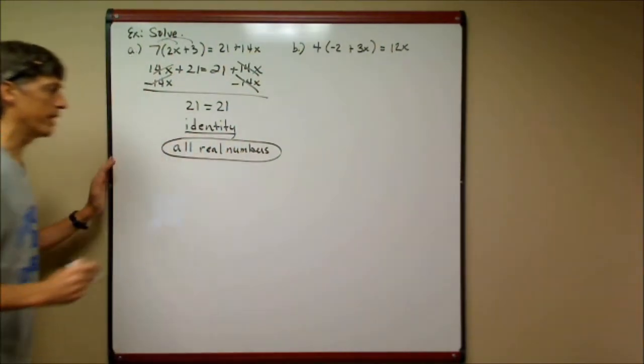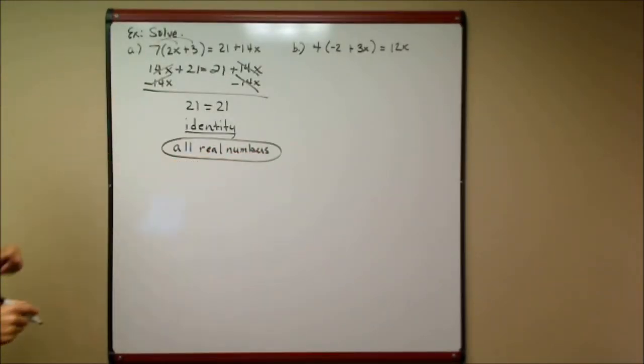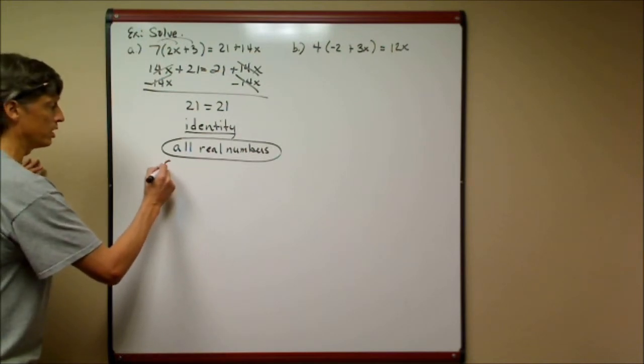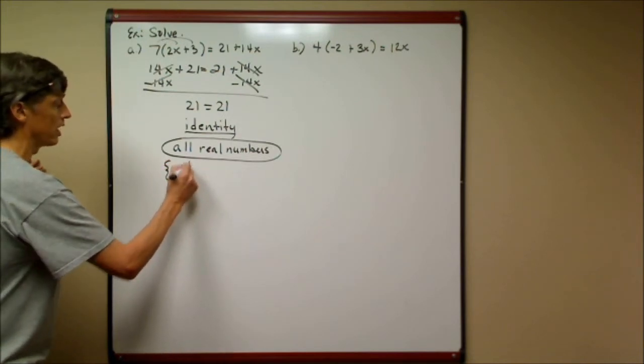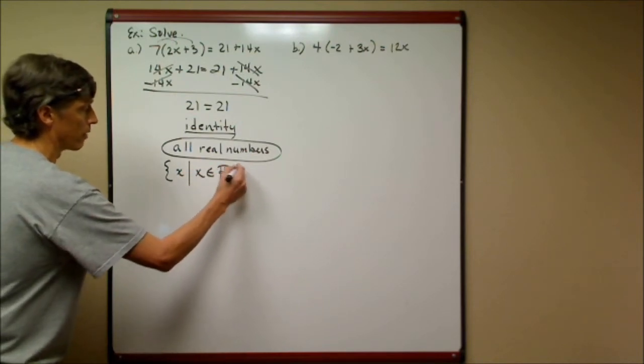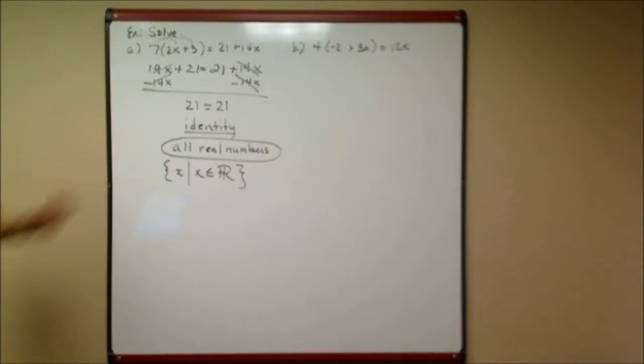Now, if you don't like writing down all three of those words here, you can do it the way I was taught when I was in school, which is to use set notation: the set of all x such that x is an element of the set of real numbers. I think you'll like this a lot better.